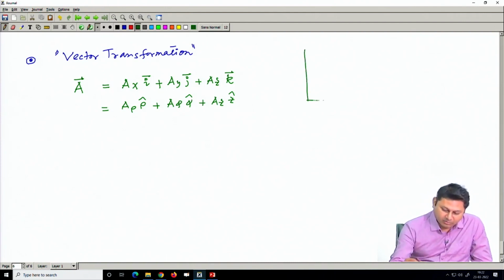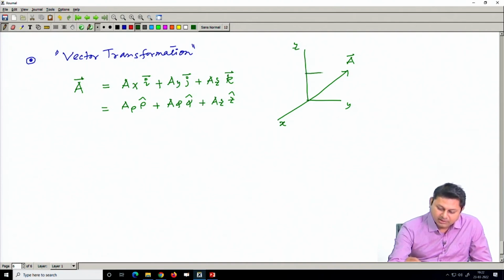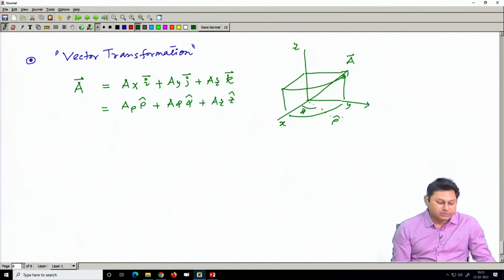If this is my coordinate system and this is the vector A I am talking about, in x, y, z I can decompose it according to the x, y, z components. But if I use the cylindrical coordinate system, it is still possible to define this vector. So this is my cylindrical coordinate system. The same vector I can define, but in that case the components are going to differ.